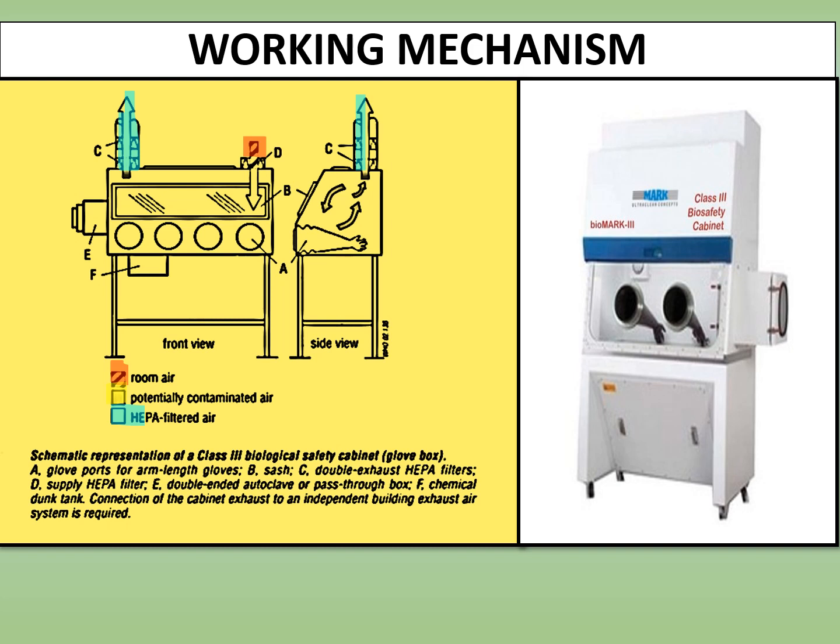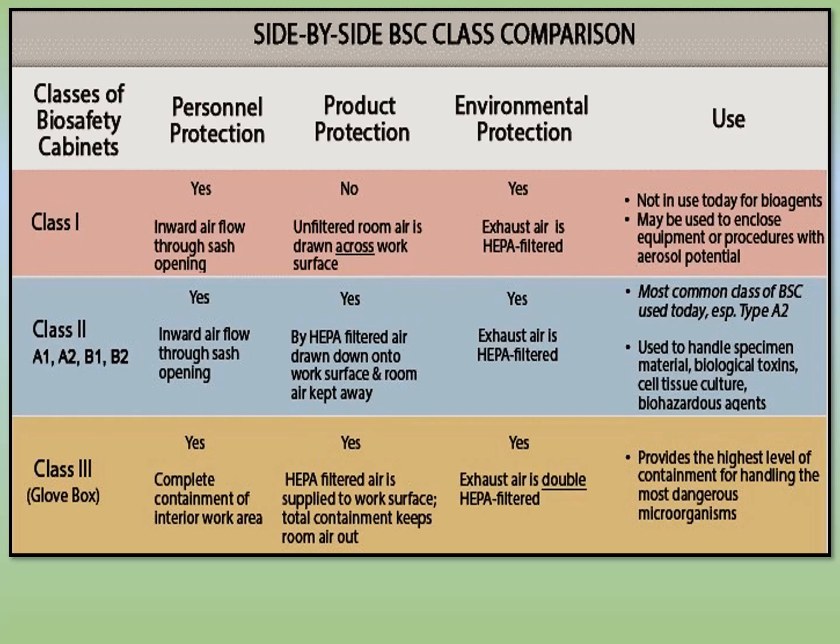Let's compare all the three classes and revise the concepts. So far, we have discussed the three classes of biosafety cabinets. If I talk about personnel protection, in class 1 biosafety cabinet, the user is protected as the air is carried away from the user. The flow of air is inward through the sash or window opening. The same thing happens in class 2 biosafety cabinet and in class 3 as well.